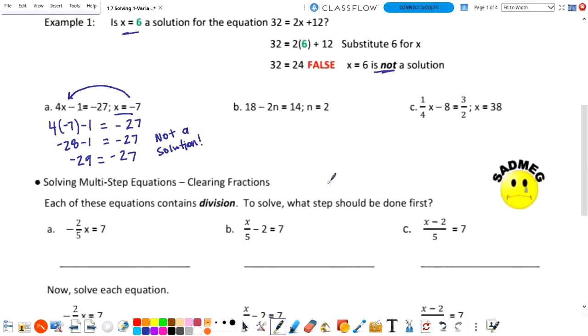Same thing for b. 18 minus 2n equals 14, and we're going to use 2 anywhere we see an n. So 18 minus 2 times 2 equals 14. So 2 times 2, we're going to have 18 minus 4 equals 14. And then 18 minus 4 gives us 14. So 14 equals 14, we have a solution.